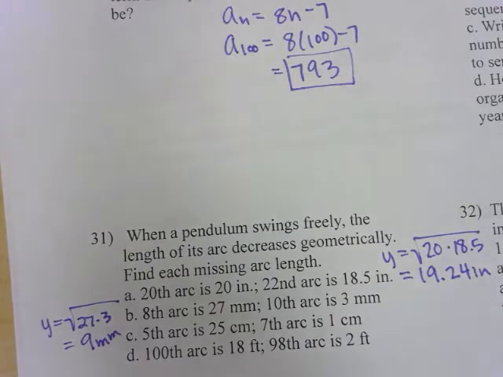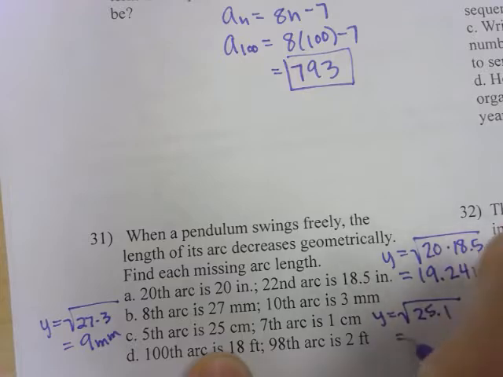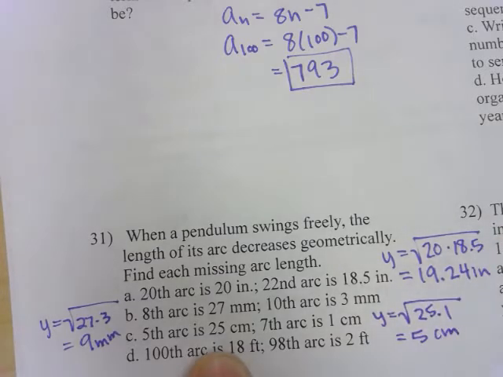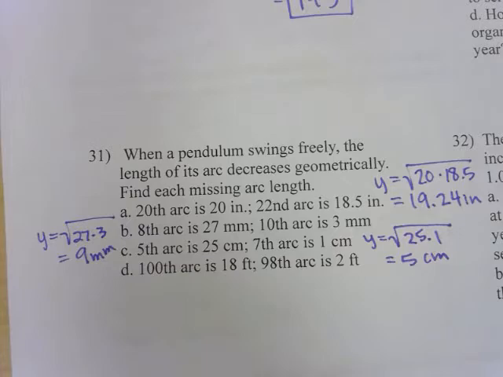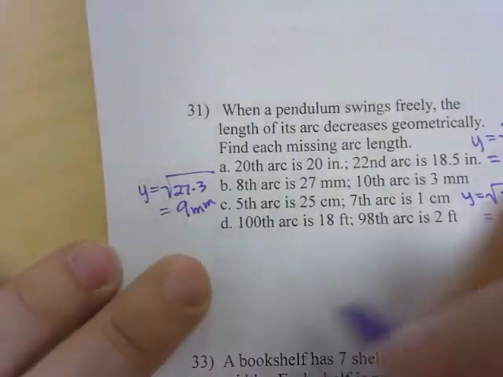Part C, the 5th arc is 25 centimeters. The 7th arc is 1. So y equals the square root of 25 times 1, which is 5. And the last one, the 100th arc is 18. The 98th arc is 2.